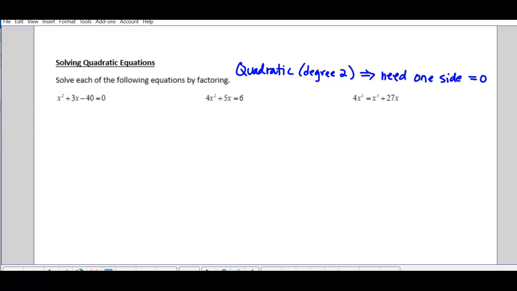So to solve this, you can take a look at it. You can't get x by itself right now. Right? If you solve for this, there would be x on the other side. So you factor. Okay, so when I factor this, 2 numbers that multiply to negative 40 add to 3. So that's going to be plus 8 and minus 5.